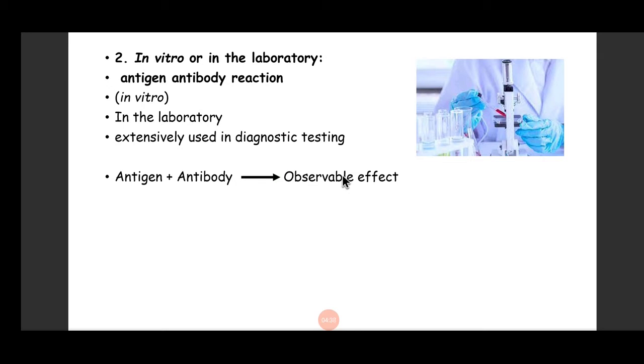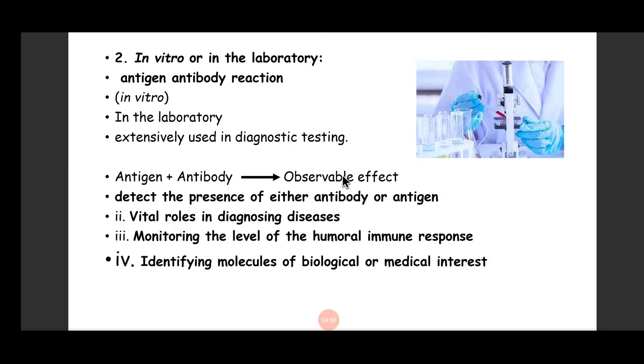When we want to detect antigen, we have antibody in our lab, we add the sample, and if it comes positive, it means antigen is present in the specimen. And when we want to detect antibody, we add antigen into the specimen. If antibody is present, it will give some kind of reaction. So we use the antigen-antibody reaction to detect the presence of either antibody or antigen, and it has a very crucial role in the diagnosis of disease.